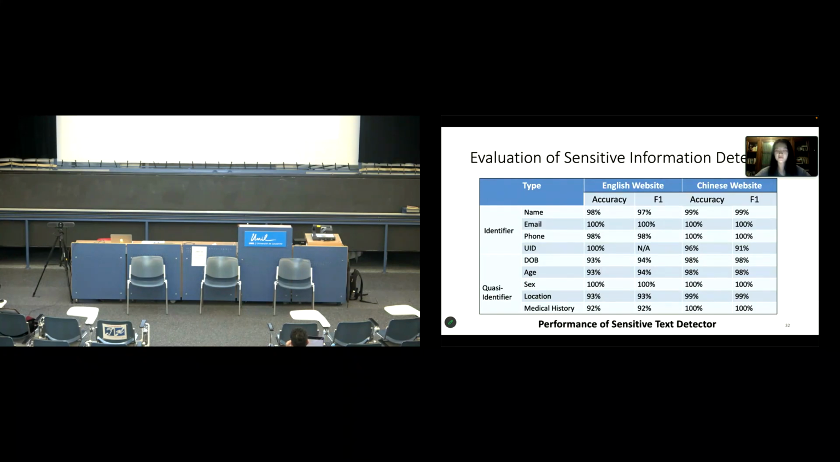Then we evaluate the performance of our sensitive text detector component. And we found that our sensitive text detector performs well in identifying both structured and unstructured texts. It achieves on average a 97.9% F1 score for identifying identifier leakage and a 96.8% F1 score for identifying quasi-identifier leakage in those websites.